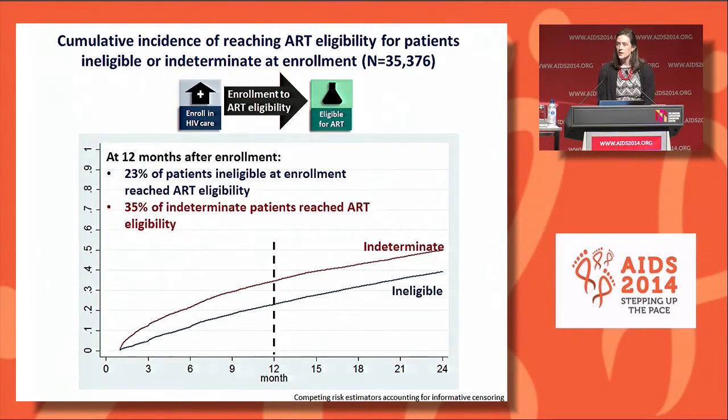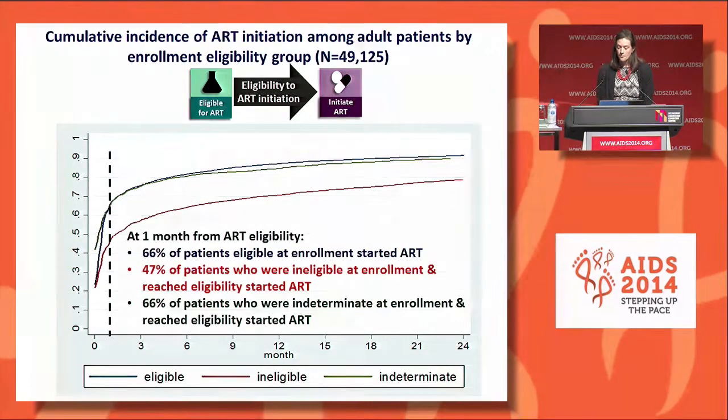In the first part of the analysis, examining time from enrollment to ART eligibility, we found that at 12 months after enrollment, 23% of patients who were ineligible when they enrolled in care had become eligible for ART. We found that 35% of patients who were indeterminate when they enrolled in care had reached ART eligibility by 12 months.